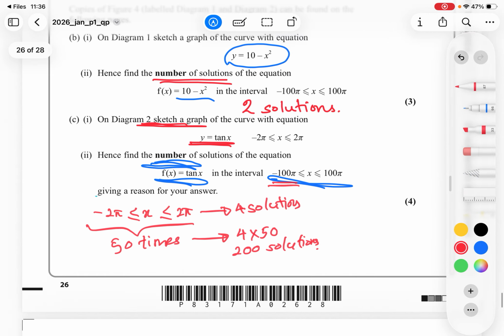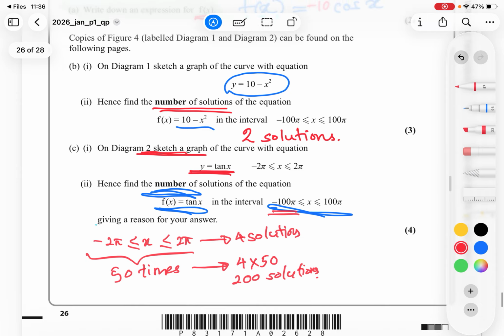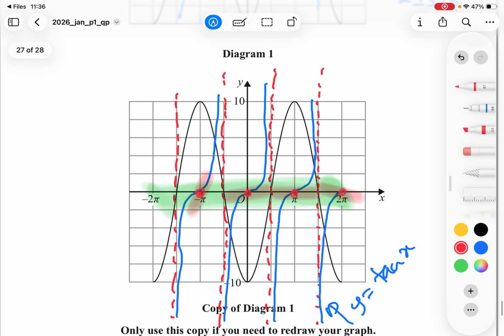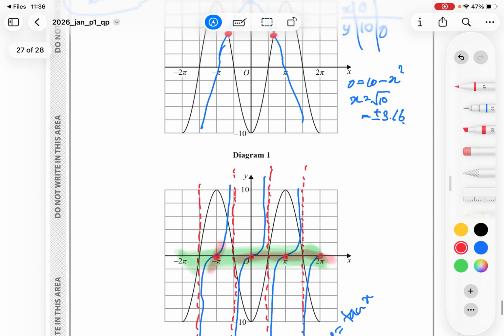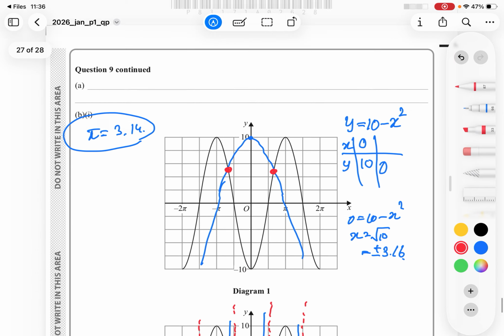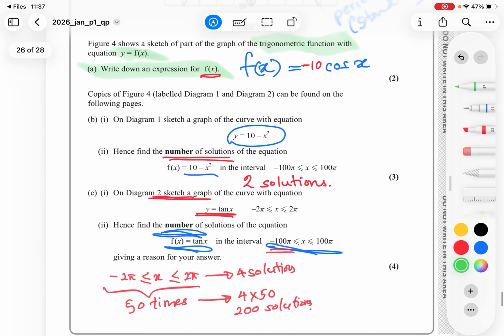So whenever they ask you to plot a graph, plot it and see what the solutions are, what the turning points are, what the intersection points are. This is how it is managed. So this will give you all the marks relevant for this question.